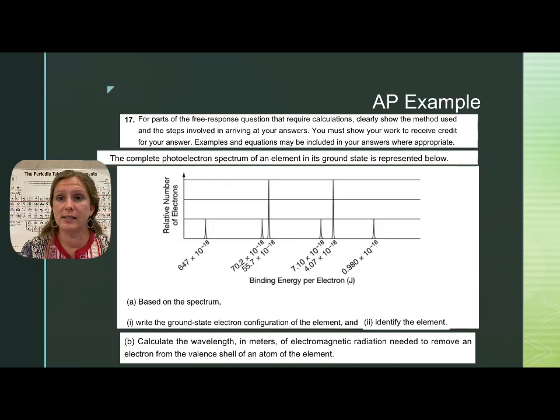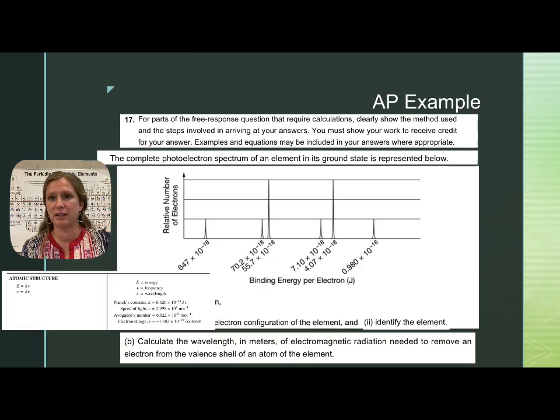Okay, this next one is an open-ended question, and there are a couple of things it's asking you to do. The first one is to write the electron configuration, identify the element, and then calculate the wavelength in meters of the electromagnetic radiation needed to remove an electron from the valence shell. Notice that in this case, the binding energy is given in joules. It's very specific. And so to do this, we have to use some information from that AP cheat sheet, with all the equations and things on it.